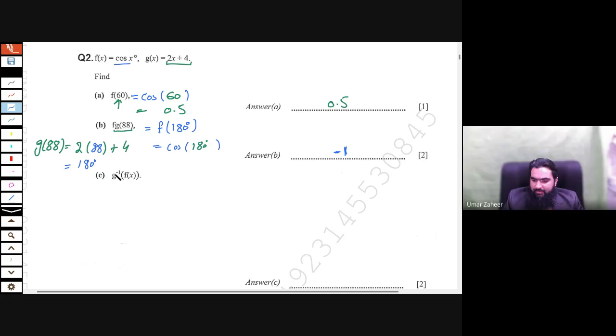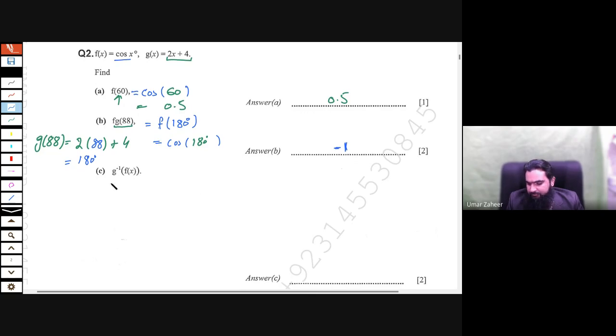The next part is g inverse of f of x. So we don't have the value of g inverse, so this means that we need to find g inverse first of all. We have the value of f of x, but we don't have g inverse. So we have to find g inverse. We have g of x is equal to 2x plus 4.